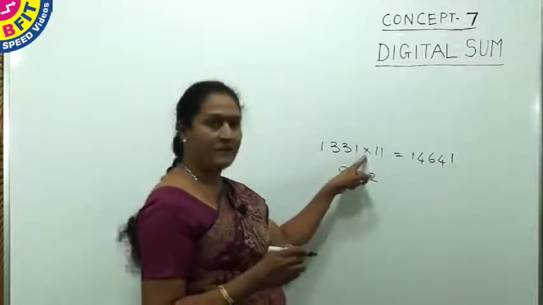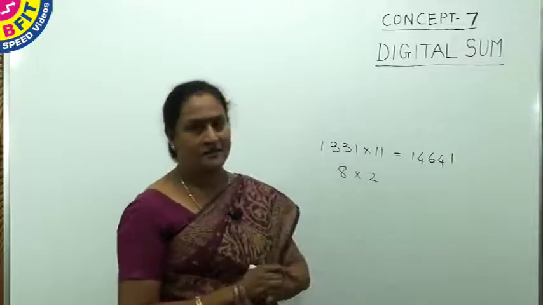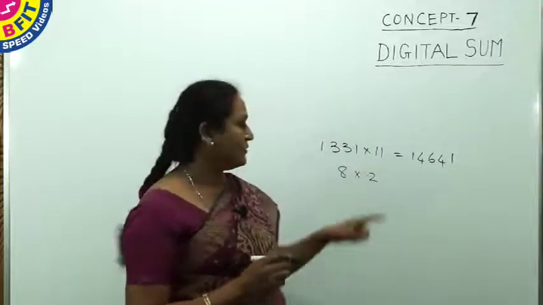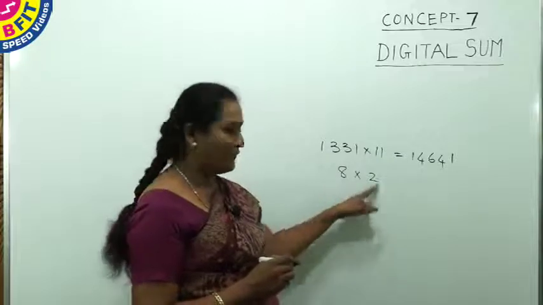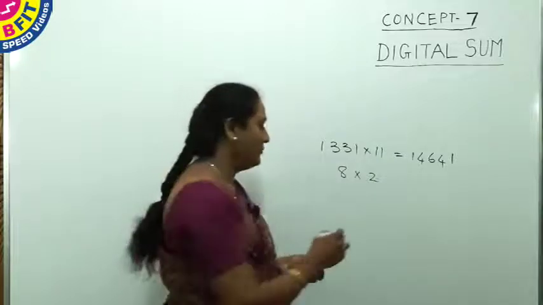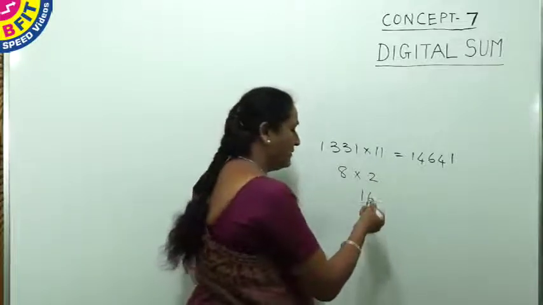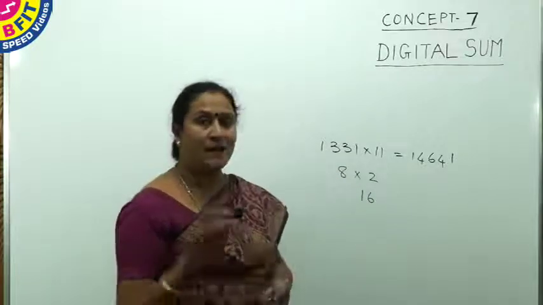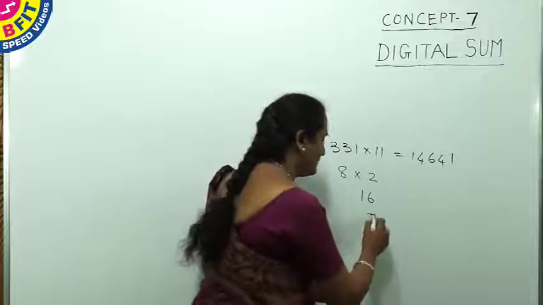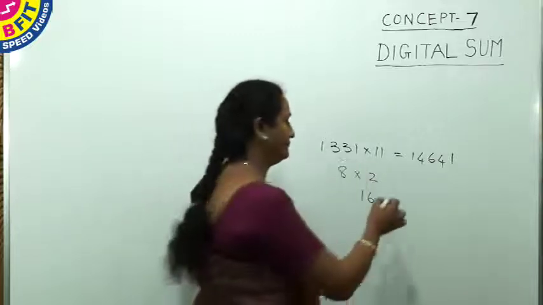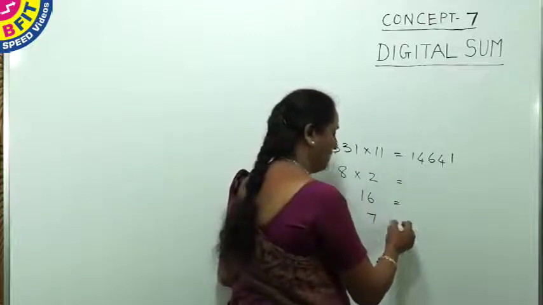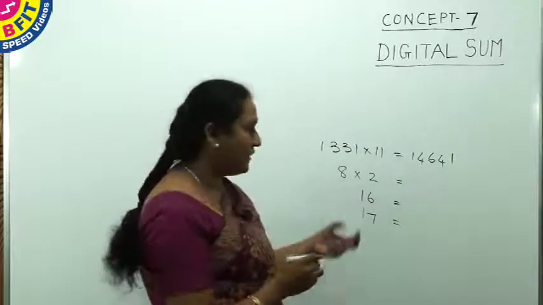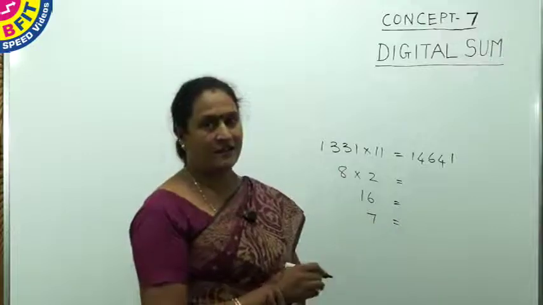As we are multiplying, we have to multiply the digital sums. If it is addition, we have to add the digital sums of these two numbers. Here it is a product, so we have to multiply. What is 8 into 2? 16. Now again find the digital sum for this. So 1 plus 6 ends with 7. And now we'll check if we are getting the same 7 on the other side. If it is 7, our working is correct.